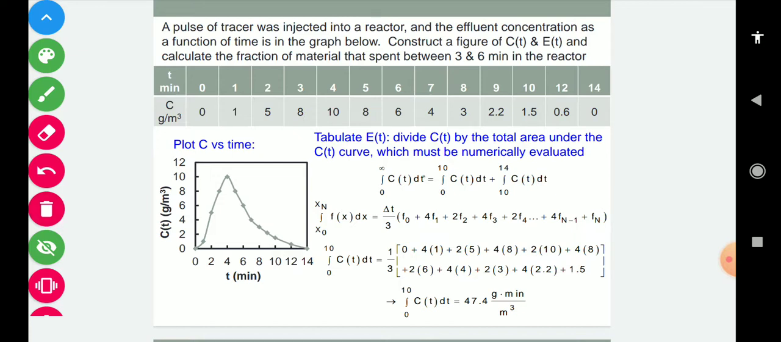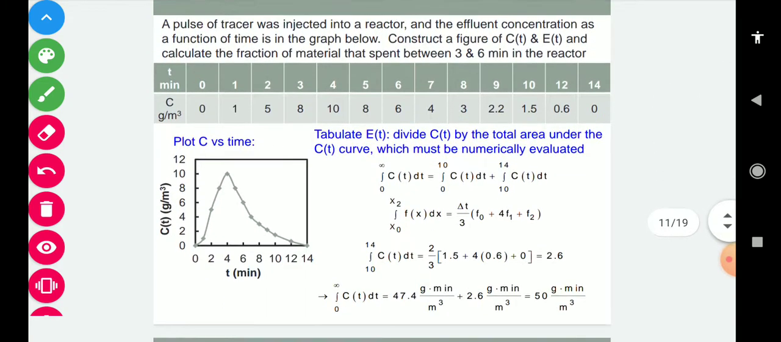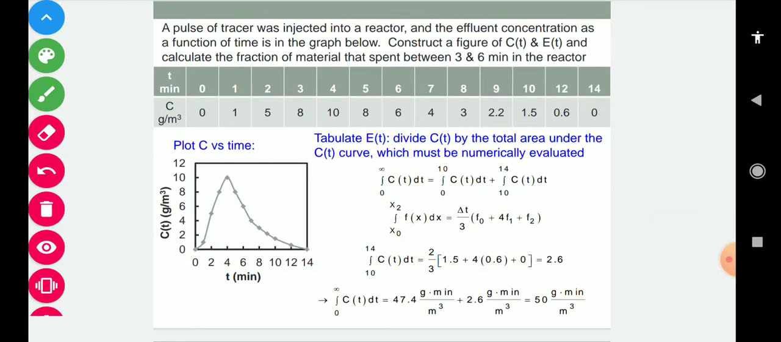So here they are calculating first of all these parts using Simpson one third rule. So they apply Simpson one third rule. The formula is given over here. So after putting these values, finally the value is 47.4 gram minute per meter cube. Similarly, we can calculate this value again using Simpson rule. So there are three rules: Simpson one third rule, Simpson two third rule, and Simpson 3/8 rule. So we can use these methods to calculate or integrate this term.